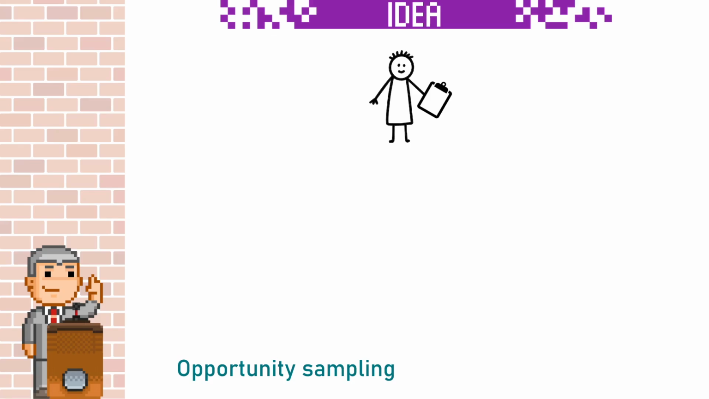For opportunity sampling, you select the first people you come across that fit your selection criteria. If you're looking at the views of teachers about education reform, you want the sample size to be 2, for instance, you would select the first 2 teachers you come across.